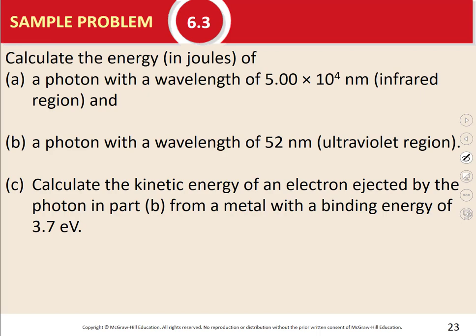So let's jump ahead to C. Calculate the kinetic energy of an electron ejected by the photon in part B from a metal with a binding energy of 3.7 electron volts. So our equation from the last slide, h nu is equal to the kinetic energy plus W, the binding energy. So we're being asked to solve for KE, the kinetic energy.